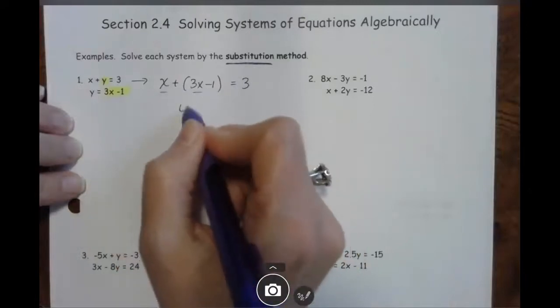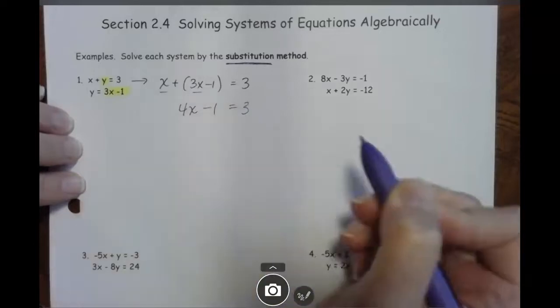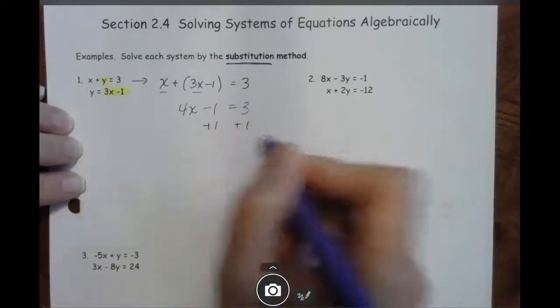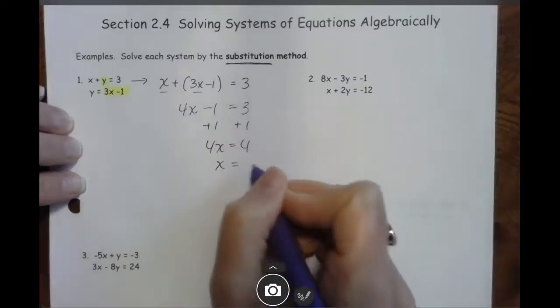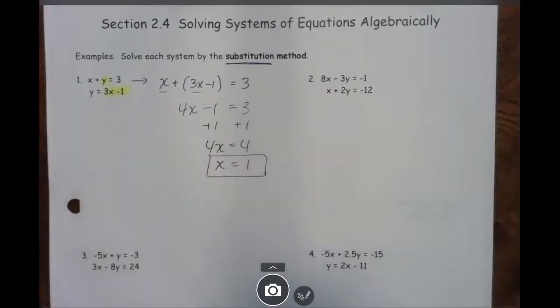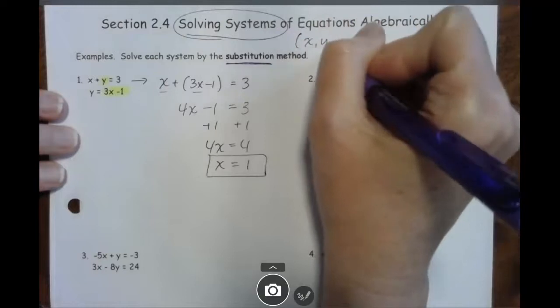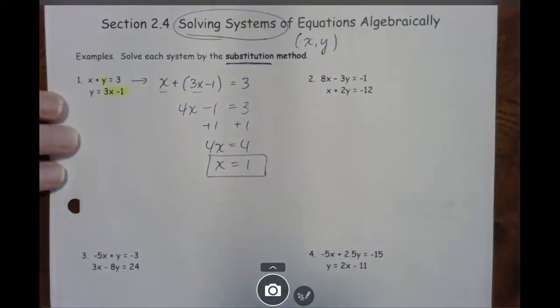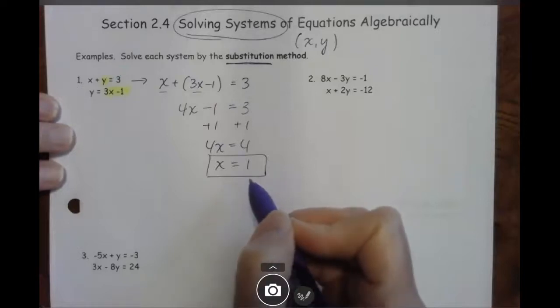x plus 3x is 4x, and minus 1 equals 3, plus 1 plus 1, 4x equals 4, x equals 1. We found the coordinate for x by using substitution. Remember, we're not done because the solution to our system is going to be a point in the form of x comma y. So we've got to take x equals 1 and we need to solve it for y.